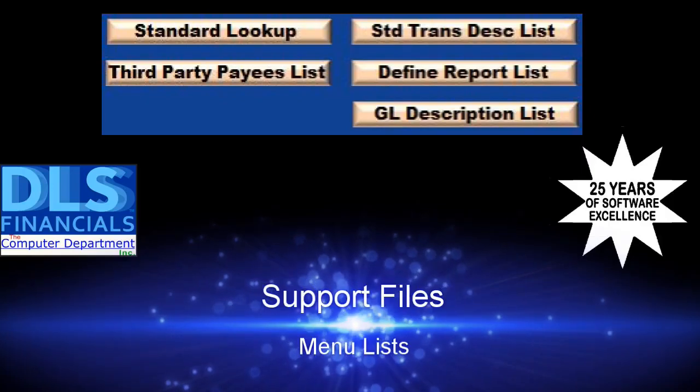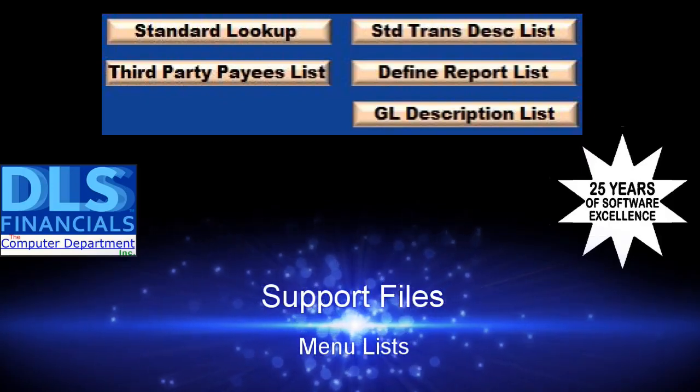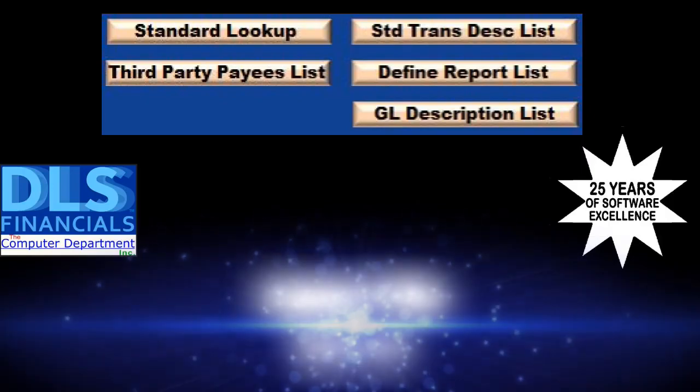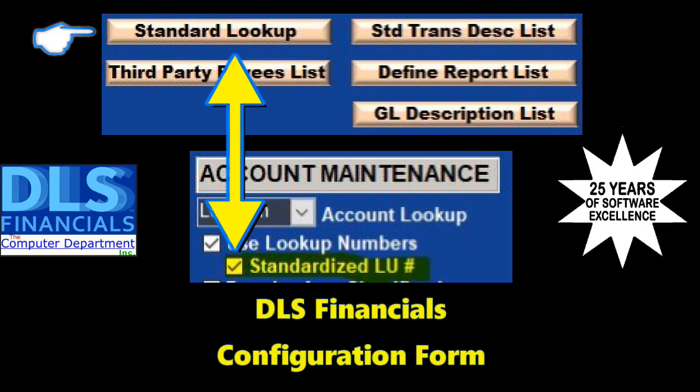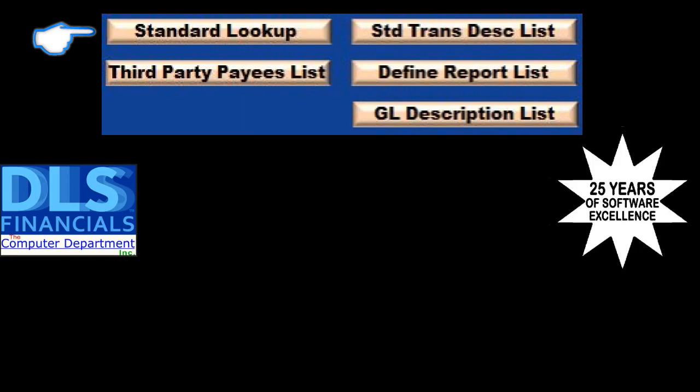The next 5 items are more complicated and are used with special list forms within DLS. The first one is standard lookup number for accounts. Unlike all the other support files shown so far, this button will not show up unless you have turned on the Use Standard Lookup Numbers option in the DLS Financials configuration form on the Configuration tab in the Account Maintenance section. These lookup numbers are used for dioceses that have account lookup numbers that are used for specific reasons.